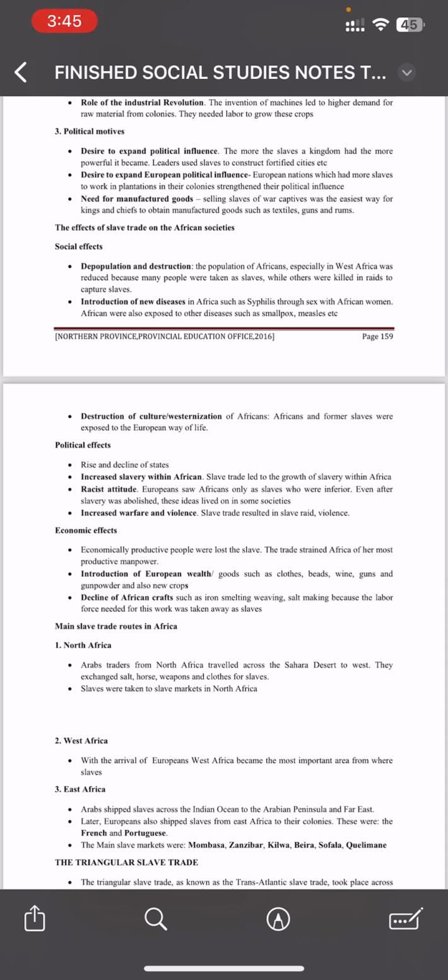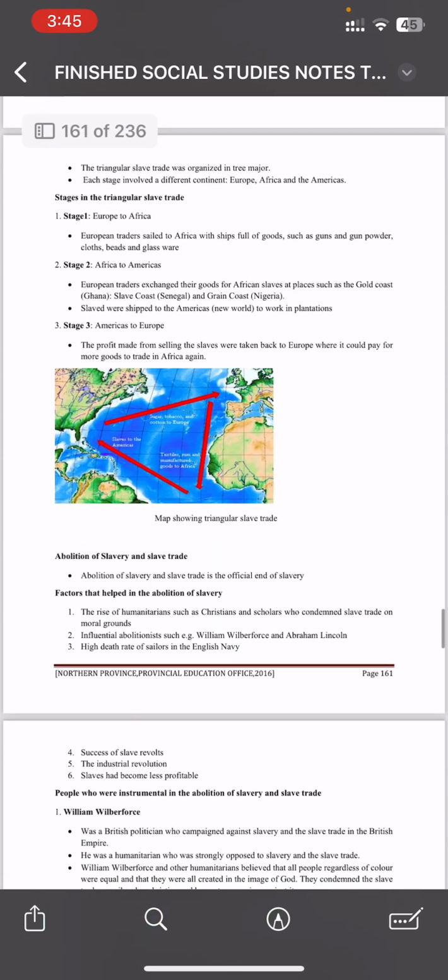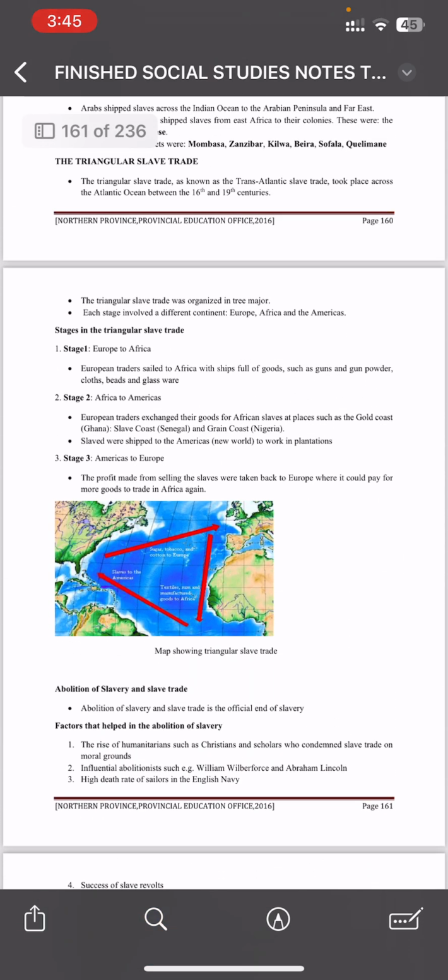Okay, so in the next video, we're going to look at the actual slave trade. What used to happen during this slave trade. Okay, that is what we're going to look at.